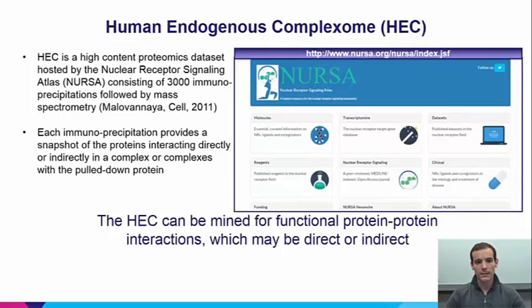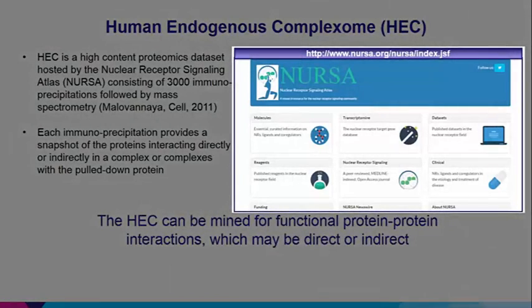The next resource is called the Human Endogenous Complexome. This is a high-content proteomics dataset consisting of 3,000 immunoprecipitations followed by mass spectrometry. You can access this data through this website shown at the right, which is called the Nuclear Receptor Signaling Atlas.